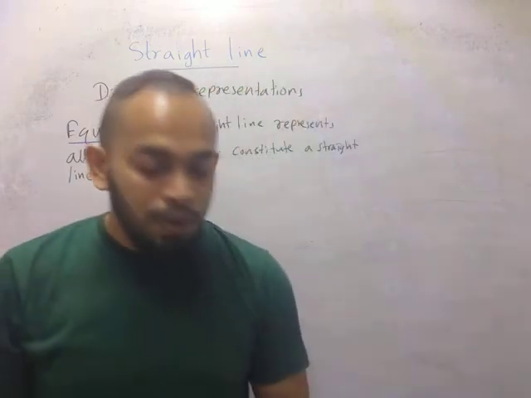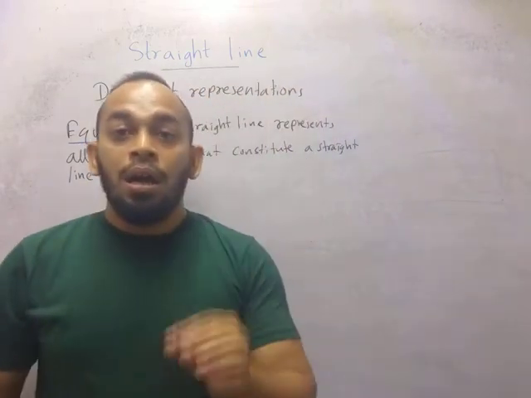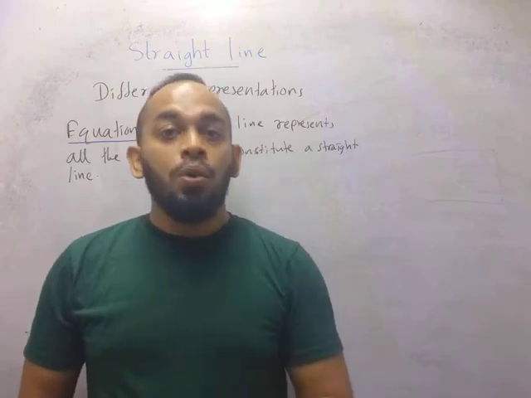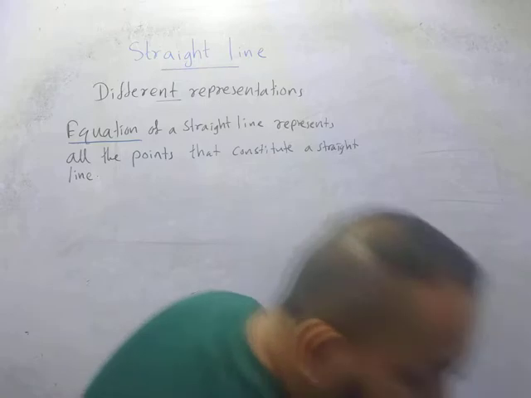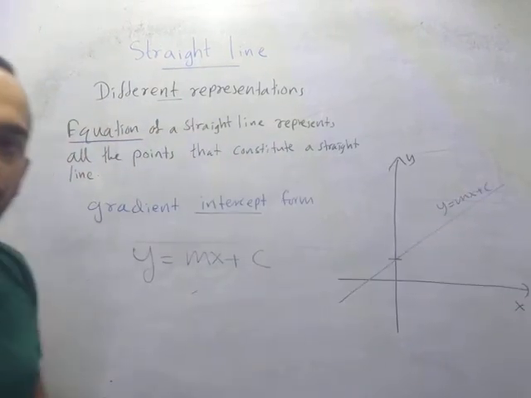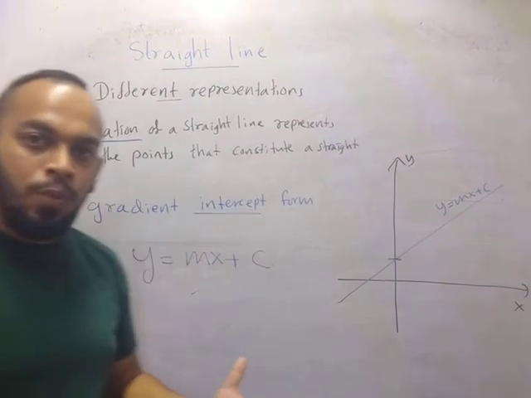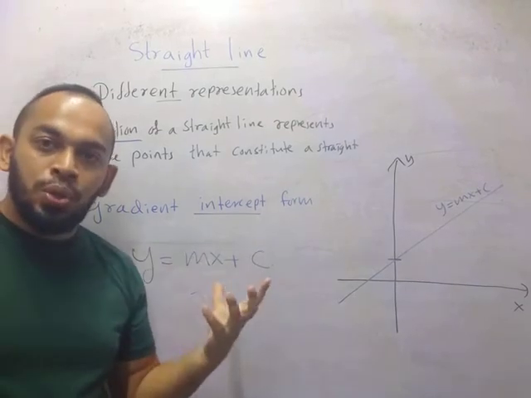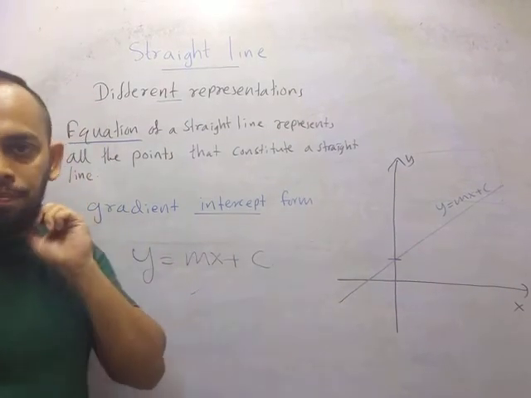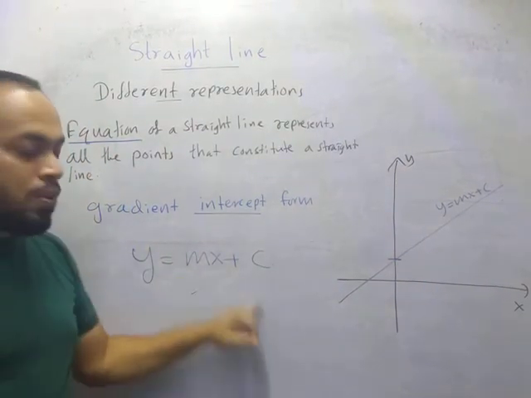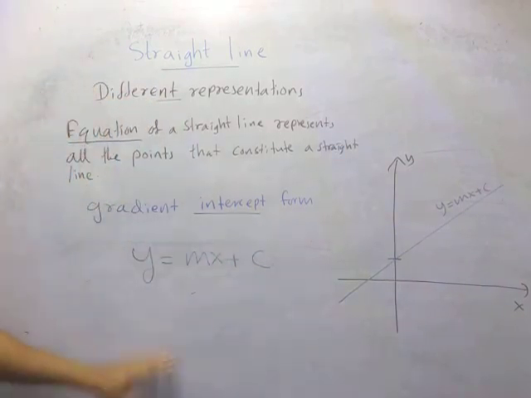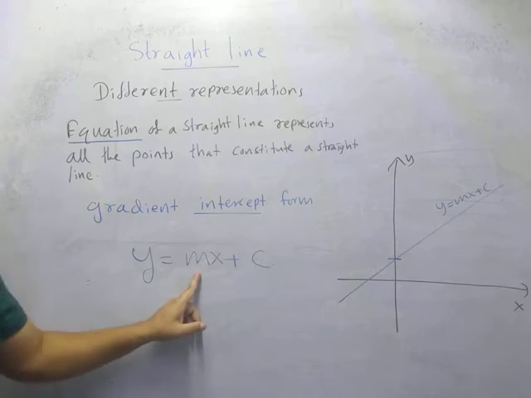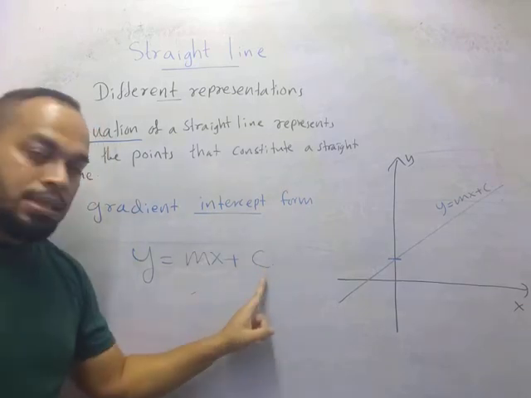So first of all, we will start off with the basic and well-known one, that is called the gradient-intercept form. Why? Because it shows you the gradient and intercept directly. So it's written as y equal mx plus c. This is the first kind that we have learned in O-levels. Y equal mx plus c, where m is the gradient and c is the intercept.